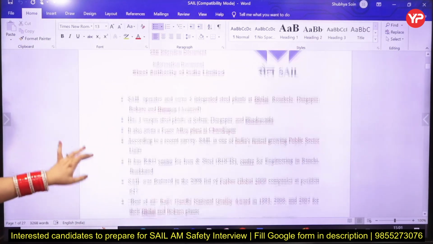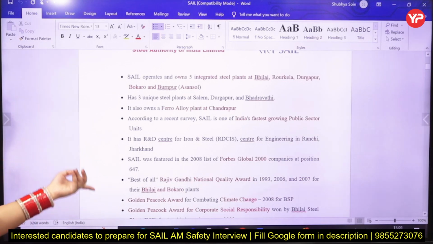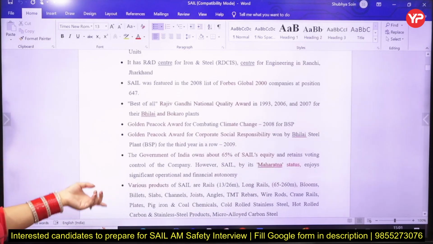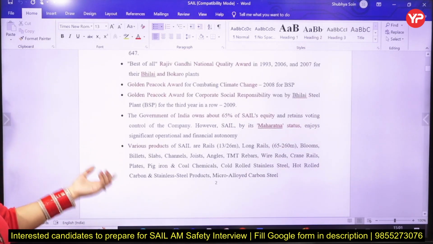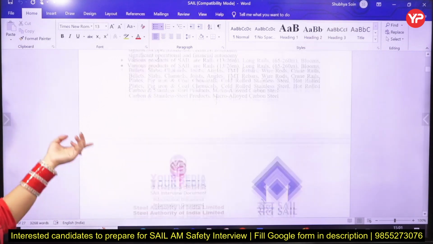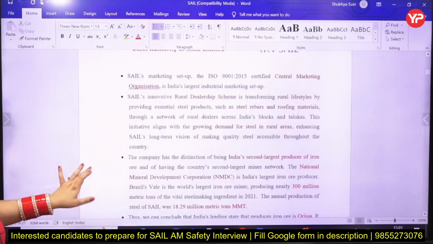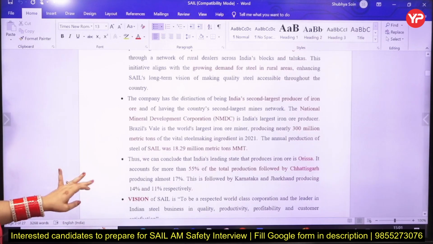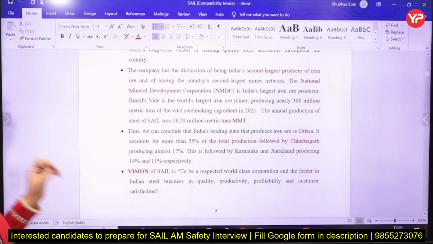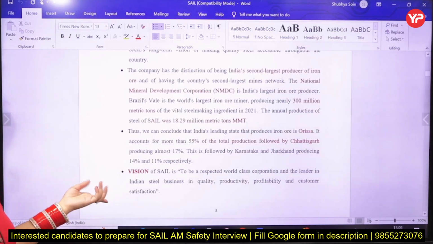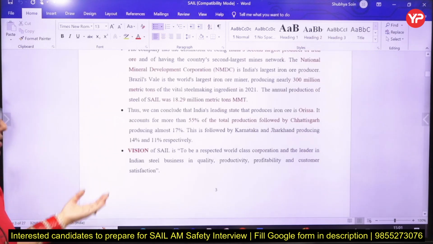One more thing: where are the integrated steel plants of SAIL? Then all these things like what products are running, how much is SAIL's share, how much is the equity, when it got the Maharatna status, what the Rural Dealership Scheme is. These things in red are most important for you. So once you download the documentation, make sure you go through all the headers.